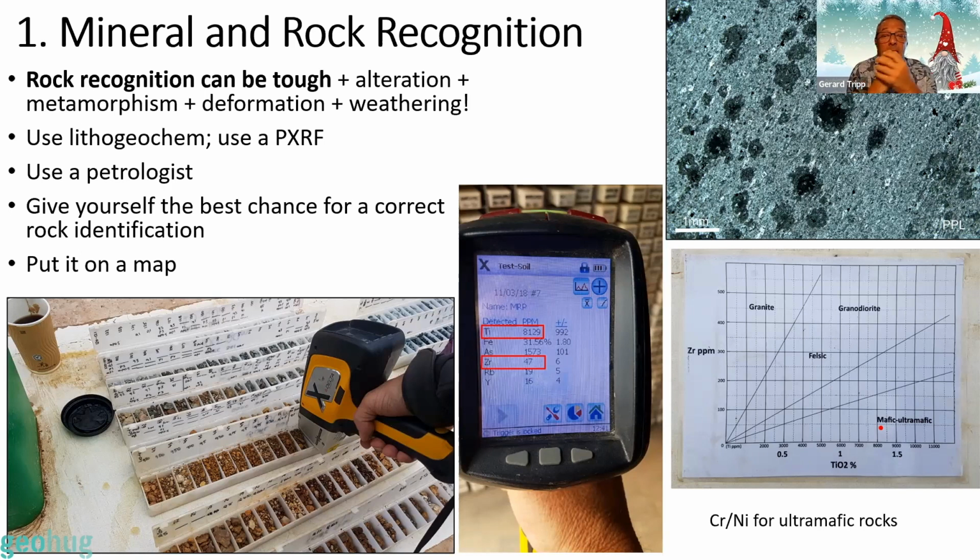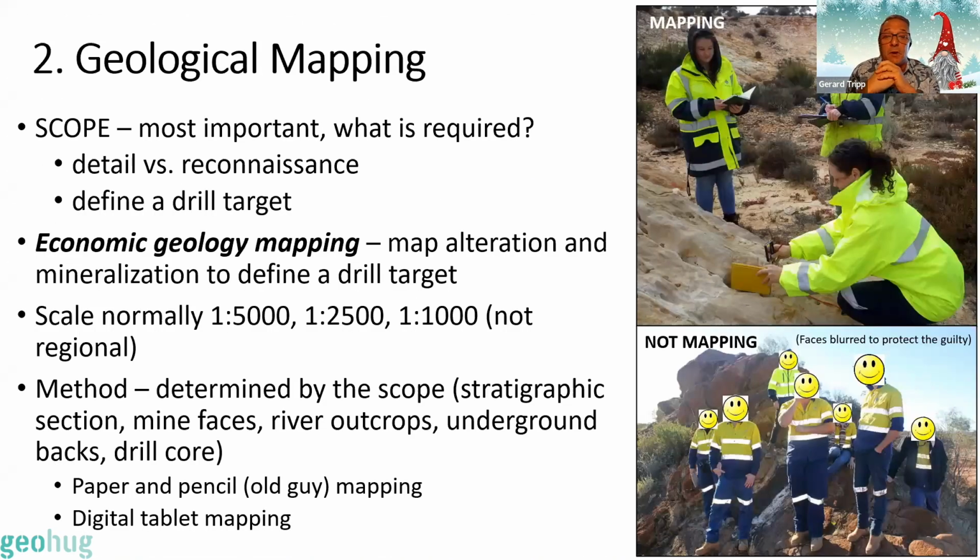Okay, so geological mapping is the next pretty important skill that we need to have, and it's all about the scope of what we're trying to achieve. Are we trying to do detailed prospect-scale mapping or regional reconnaissance? In exploration, we're primarily attempting to define a drill target, so what we're doing is economic geology mapping. That means we're mapping alteration and mineralisation particularly, and of course we need to know the geology as well. But the scales are what we would call large scales, 1:5,000 to 1:1,000, not the regional type work that's done by the geological surveys.